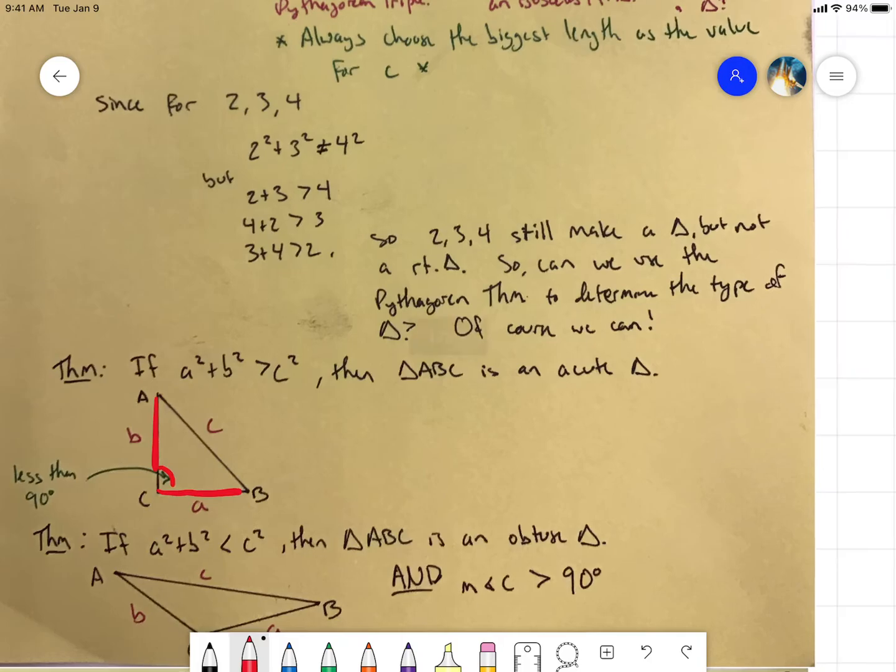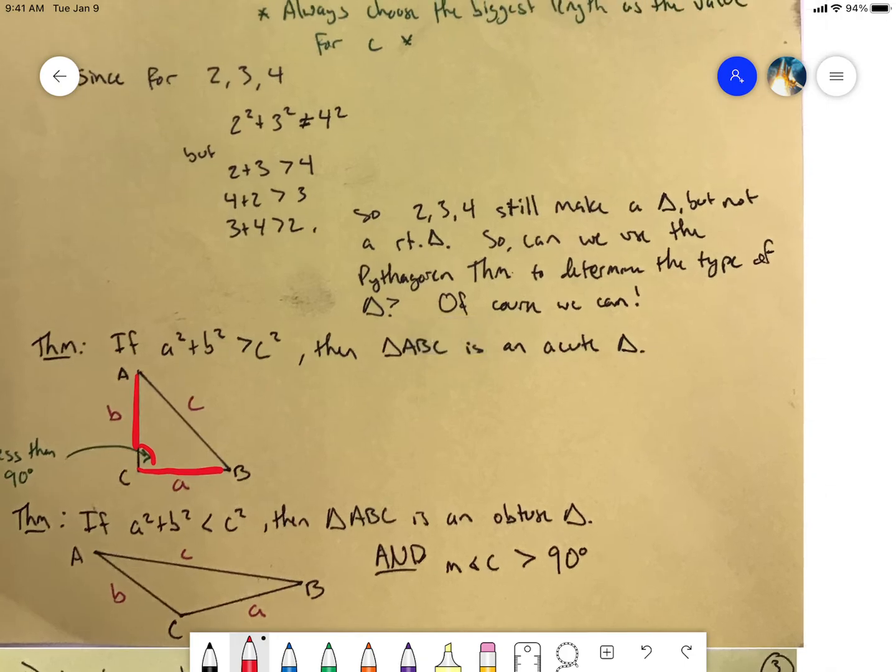But now if a squared plus b squared is less than c squared, that means c is greater than what it's supposed to be. Remember, if a squared plus b squared equals c squared, it's a right triangle. If c squared is less than what it's supposed to be, then it's acute. If c squared is greater than what it's supposed to be, then it's obtuse. And we know that the measure of angle c has got to be 90 degrees for a right triangle.